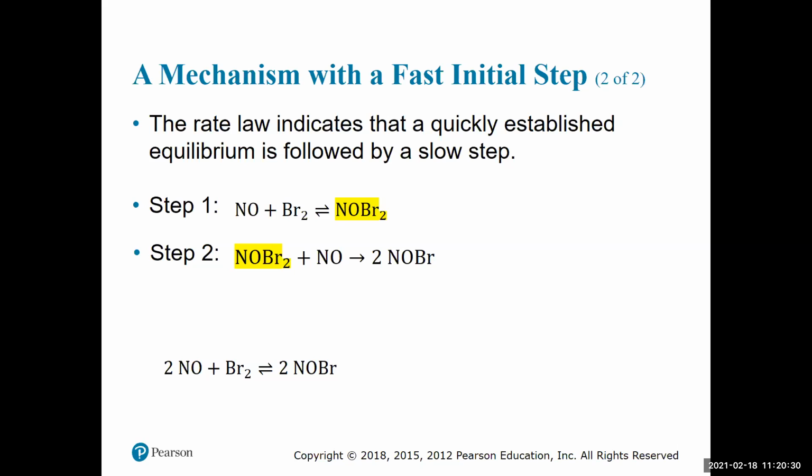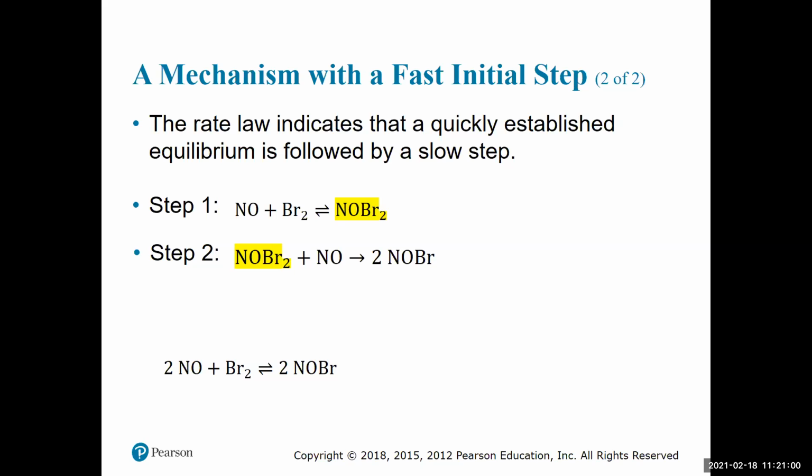Each of these reactions individually is balanced. And if we add these two steps together, what do we see? On the reactant side, we'll have 2 NOs and 1 Br2. The NOBr2s cancel out, since one is on the reactant side in step 2 and one is on the product side in step 1. And then the only product we have is 2 NOBr.